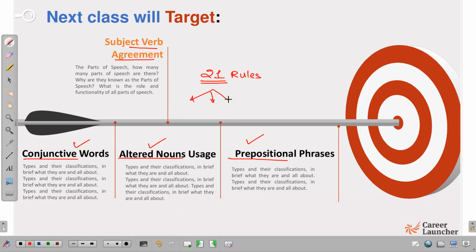Try to remember them with examples, and I'm sure that you will ace, which will help you ensure accuracy in the exam.